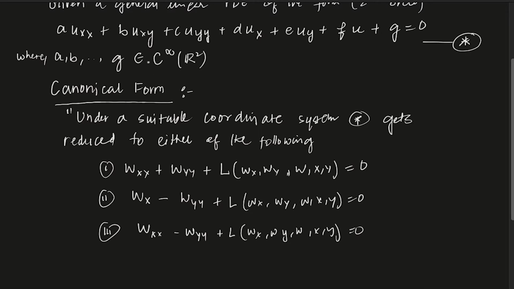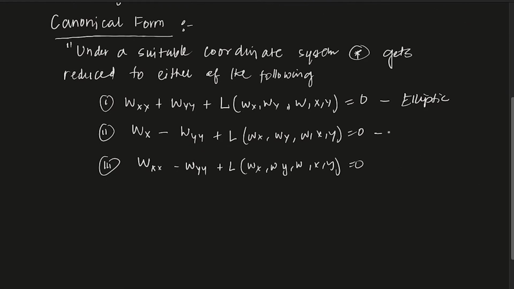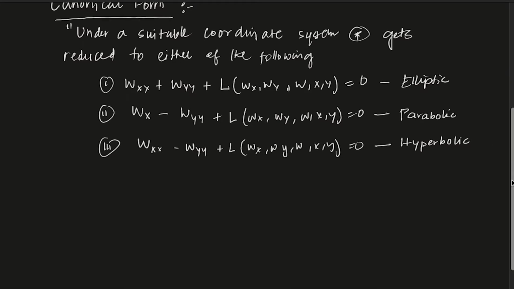Depending on that nature, if you do a suitable coordinate change, you can reduce this to something like this. This equation is an example of an elliptic equation, this one is an example of the heat equation, or a parabolic equation, and this one is an example of a hyperbolic equation. Let us understand what I mean by this.